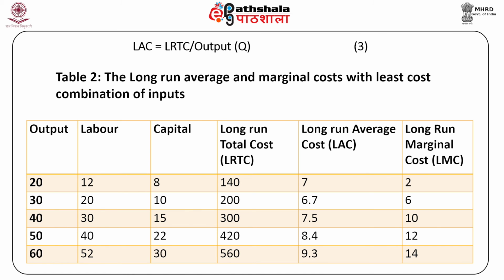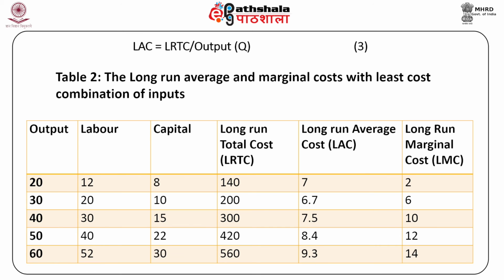Now, table 2 shows the long run average and marginal cost with least cost combination of inputs. In table 2, we can see that long run total cost is increasing as output increases. However, the long run average cost decreases when output increases from 20 to 30 and then rises.